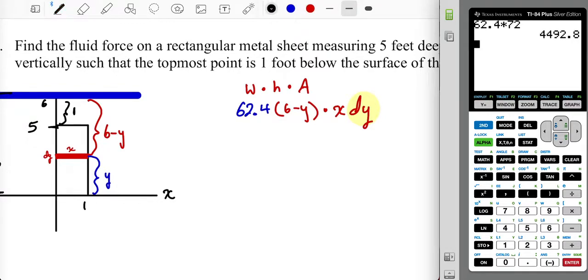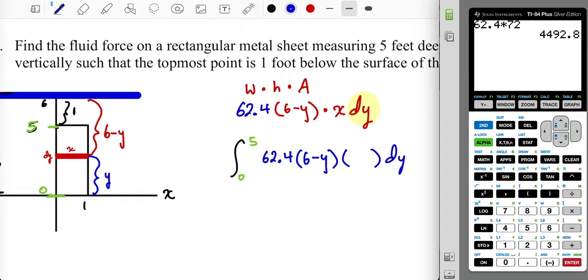All right, so the dy is the key to determining the bounds. So when I set up my integral here, my bounds have to be y bounds. I think about where this rectangular metal sheet begins and where it ends. So it begins here at 0, it ends here at 5 in terms of y. So I got my 62.4, I have my 6 minus y. X I need to swap out because this is an integral that's defined in terms of y. Once I have that, I'll be in good shape.